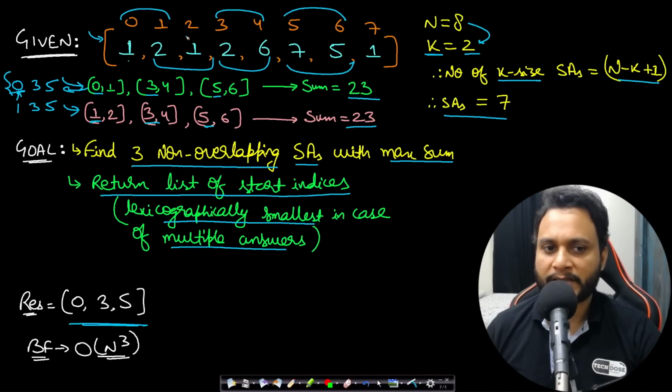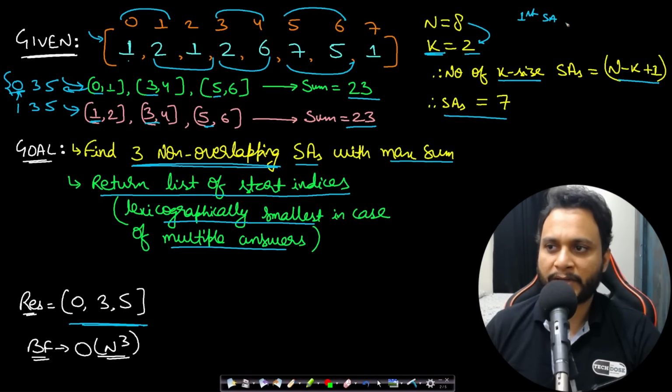Now in this particular case, if you want to generate all possible subarrays of size k and then find the result for 3 non-overlapping subarrays, then we will need to run 3 loops. The first loop will be running from the first subarray to the 7 minus 2th subarray, that means the 5th subarray. The second loop will be running from the second subarray to the 6th subarray. And the last loop will be running from the third subarray to the 7th subarray.